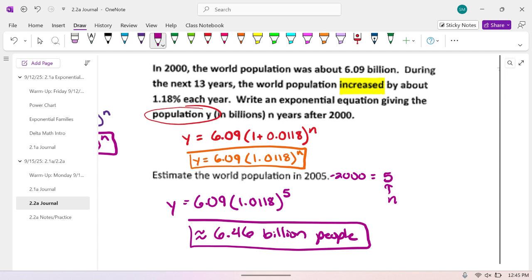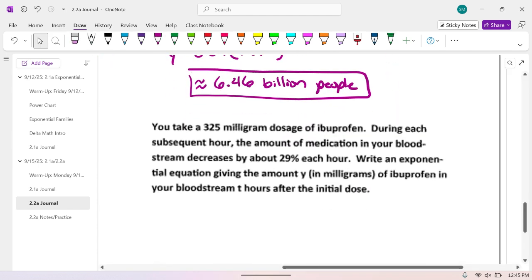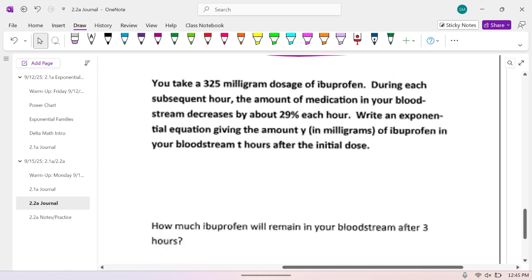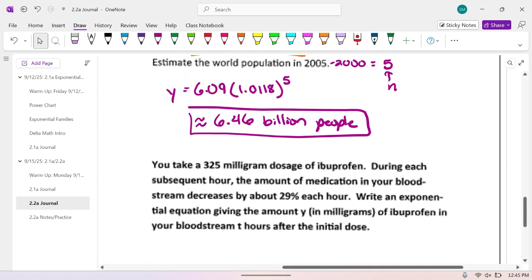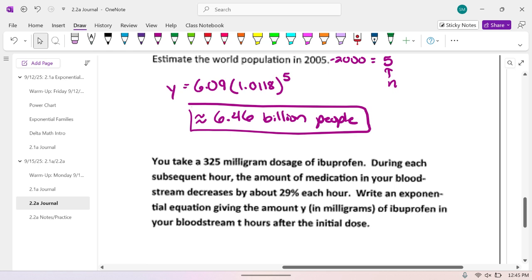All right, how are we feeling? All right, let's do this last one together, and then we'll be pretty much done for the day. All right, so yeah, is that what you need? So you take a 325 milligram ibuprofen.